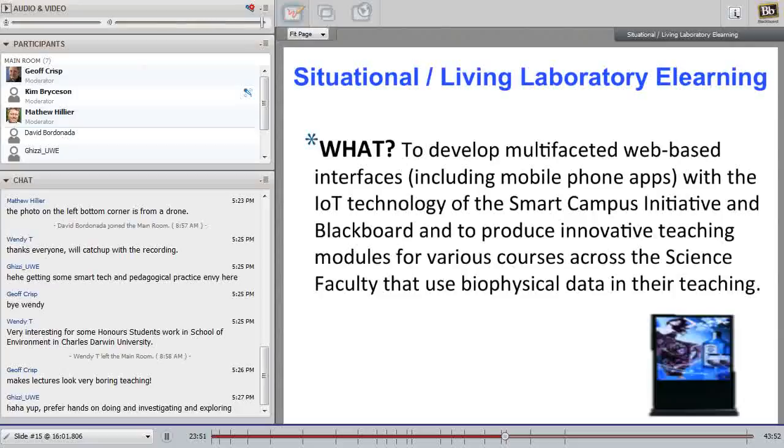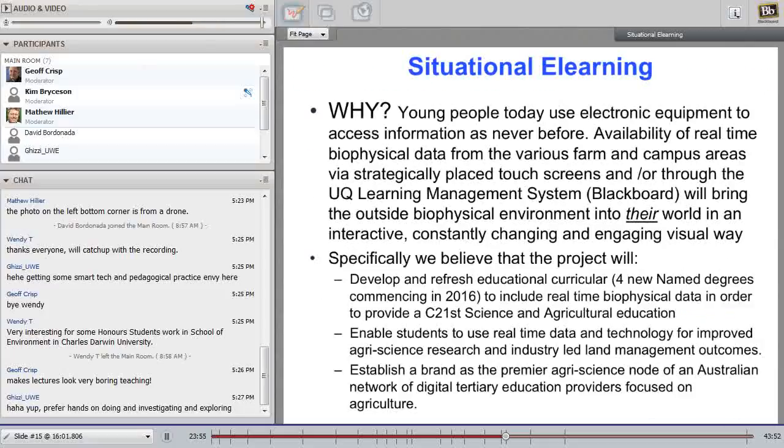Why we want to do it is because young people today use electronic equipment to access information as never before. So really, we need to be looking at educating these kids in their environment, and the availability of real-time biophysical data through Blackboard will bring the outside biophysical environment into the student world in an interactive, hopefully constantly engaging visual way.